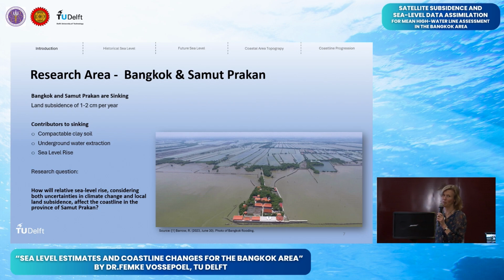And this introduction, where I don't think there's much new to you, led Tijmen to the research question of how relative sea level rise, considering both the uncertainties in climate change and the uncertainties in local land subsidence, will affect the coastline. But as said, this question was a bit more challenging than we initially thought.